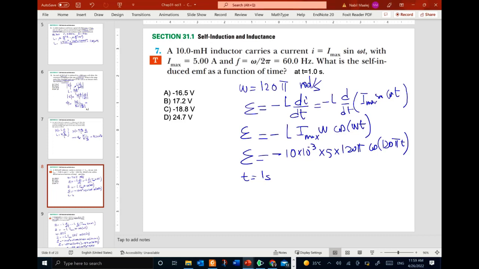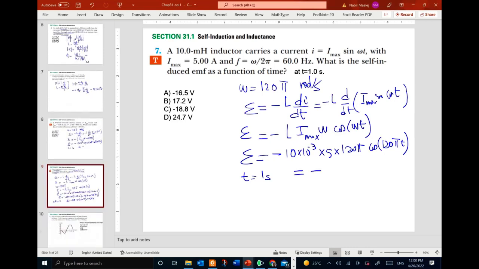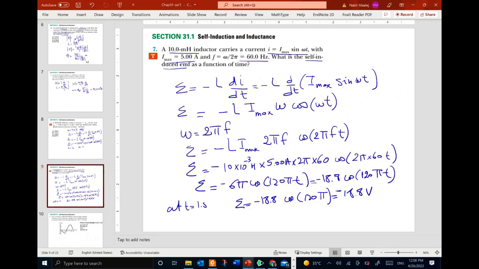Cosine 120 pi is what? What's cosine 2 pi? 1. Cosine 120 pi is also 1, so it's actually minus. So it is minus 18.8 volt.